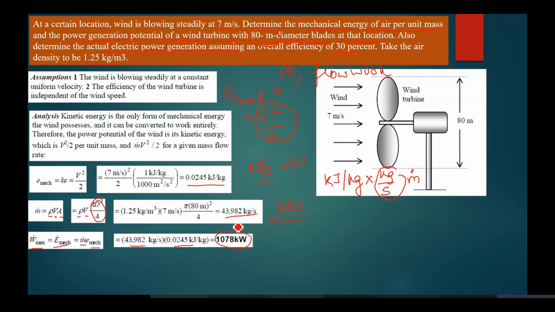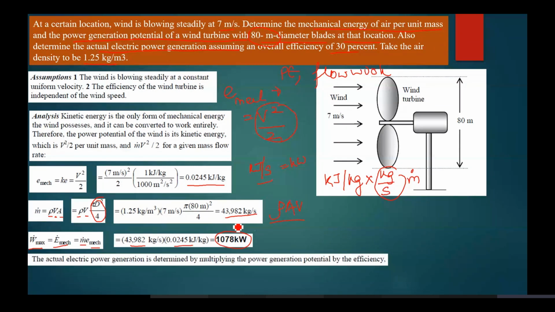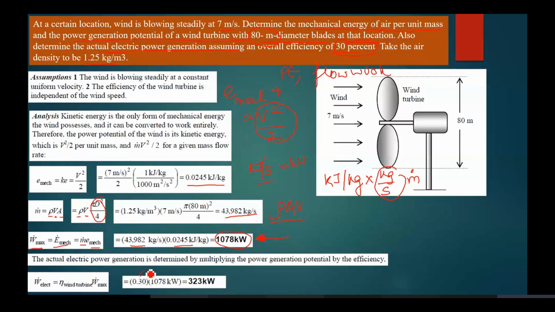Yes. All right, moving on. The actual power generation is what? It is basically 30% of what you could generate. So since the efficiency of your wind turbine is 30%, your actual electrical energy would be 30% of the energy that could have been generated, which comes out to be 323 kilowatts. Is it clear? We have looked into a similar example, if you remember. Yes, no, so that I could move forward.